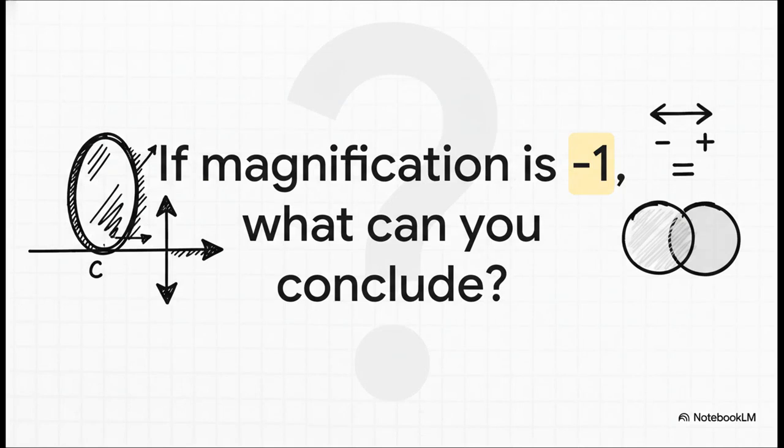And to end, here's a little something for you to think about. If a mirror produces a magnification of -1, what can you conclude about the image and the object's position without doing any calculation at all? What does that negative sign tell you, and what does the number 1 tell you about the size? Think about it. Keep revising these concepts, and you will surely master this topic.